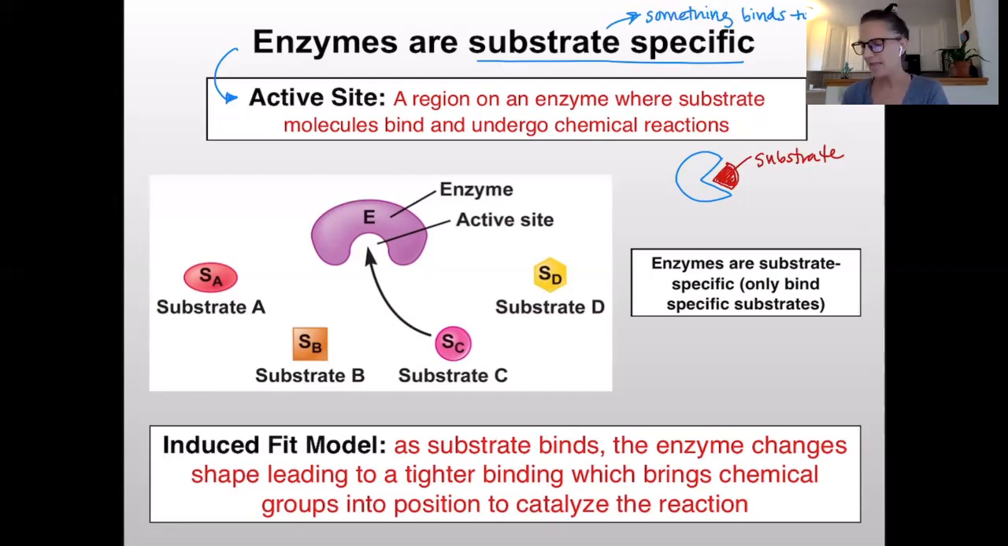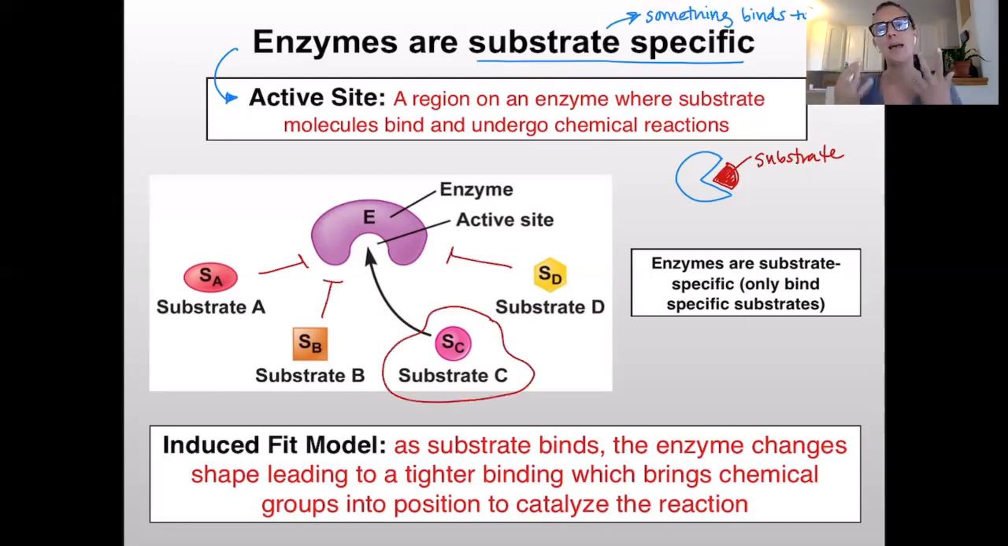purple enzyme. It has an active site, and substrate A cannot fit in, substrate B cannot fit in, substrate D cannot fit in. However, substrate C is a perfect fit, right? So only substrate C will fit perfectly into that active site of the enzyme. So this is the only substrate that will bind it. So enzymes have active sites where substrates will bind, and they are substrate specific. Only the correct fit will work. And this brings us to the model.